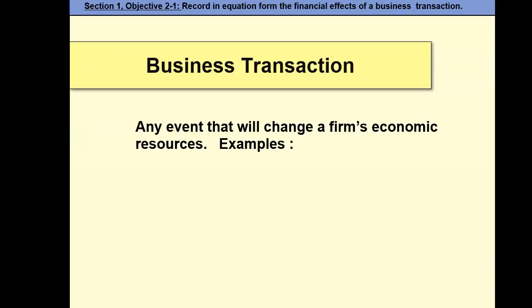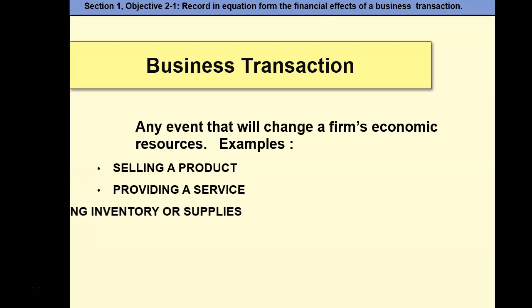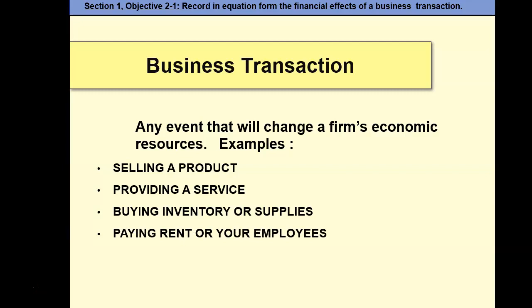When you think about a business transaction, this is any event that would change a firm's economic resources. Whether it is selling a product, providing a service, buying inventory or supplies, paying rent, or paying your employees, these are all examples of different types of business transactions. Our job in accounting is to analyze and record these different types of business transactions.